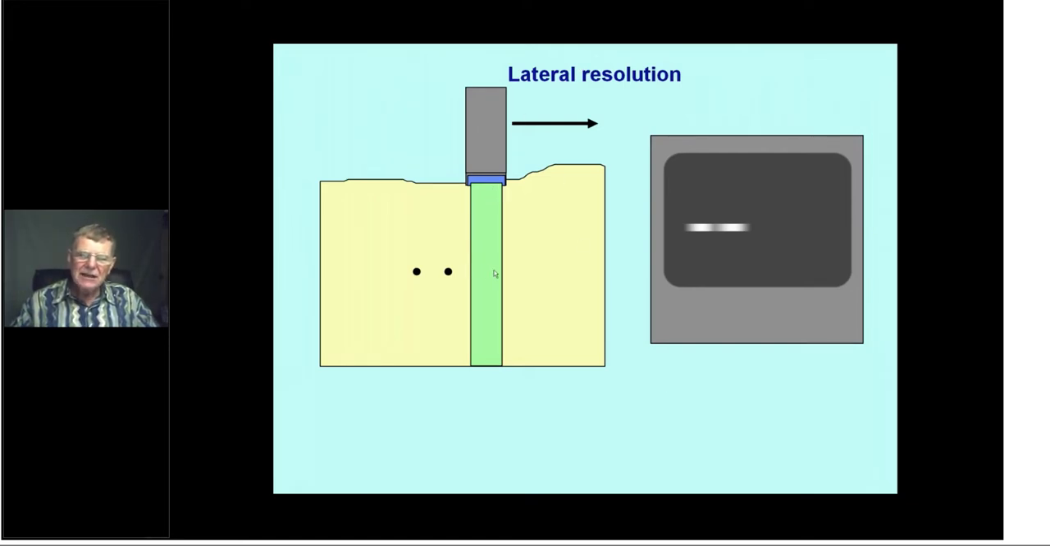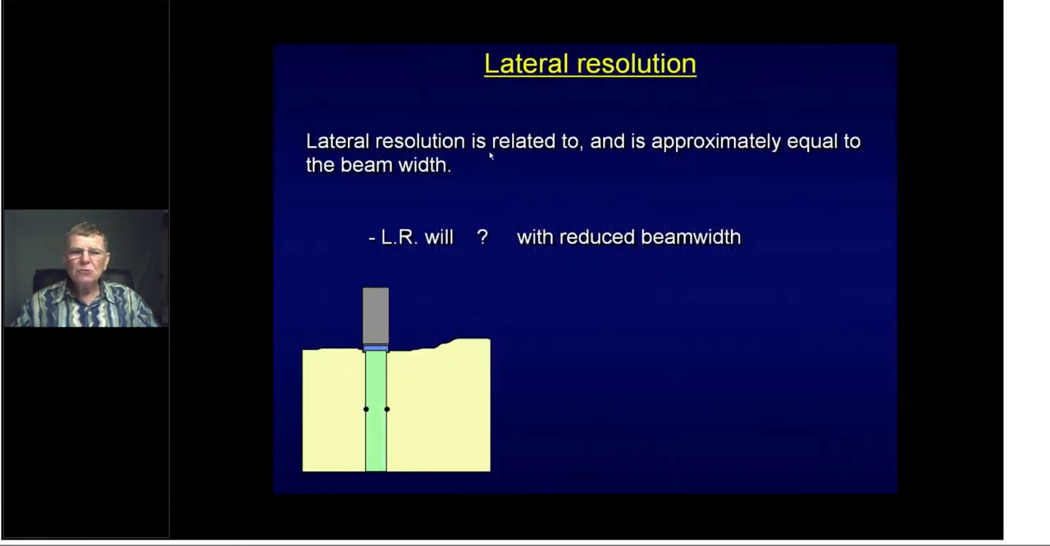Can you see that it depends on how wide that beam is as to whether you could see them separate? Can you imagine in this case here, if that beam was a little bit thinner, it would slip between them and you would see them separate. So lateral resolution is related to and is approximately equal to the width of the beam.